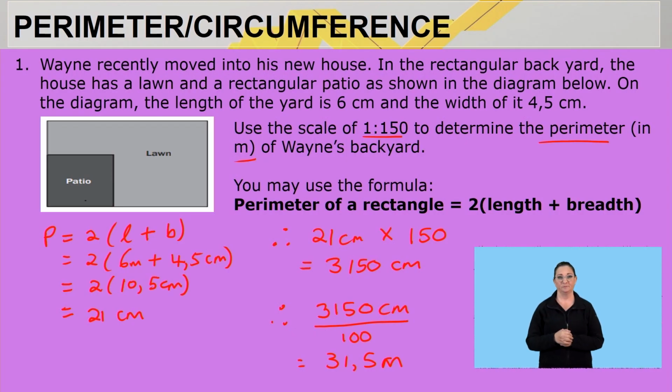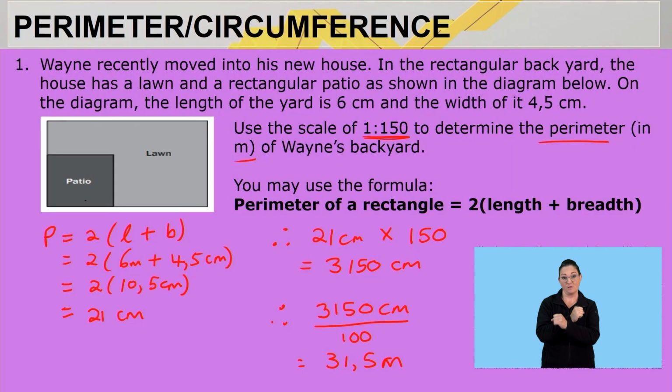All right, so let's quickly run through this again. I first calculated the perimeter of the backyard by substituting into the formula. I ended up with an answer of 21 centimeters. Thereafter, I used the scale given here. I took the 21 centimeters and multiplied it by the scale of 150. At this point my answer was still in centimeters, 3,150 centimeters. Therefore, I converted from centimeters to meters. And how did I do that? By dividing by 100. Eventually, I ended up with an answer of 31.5 meters. Guys, I hope that's fine to all of you.